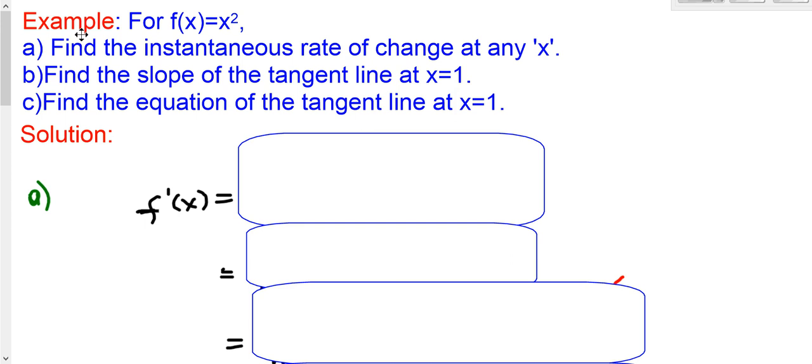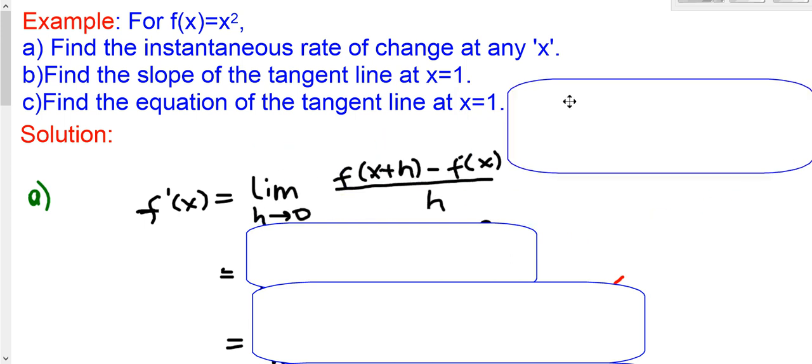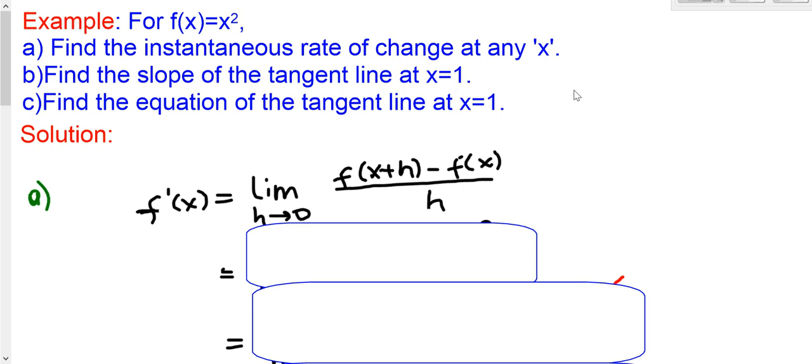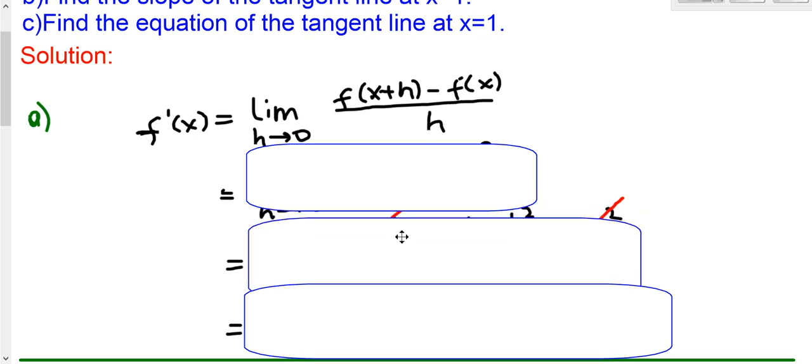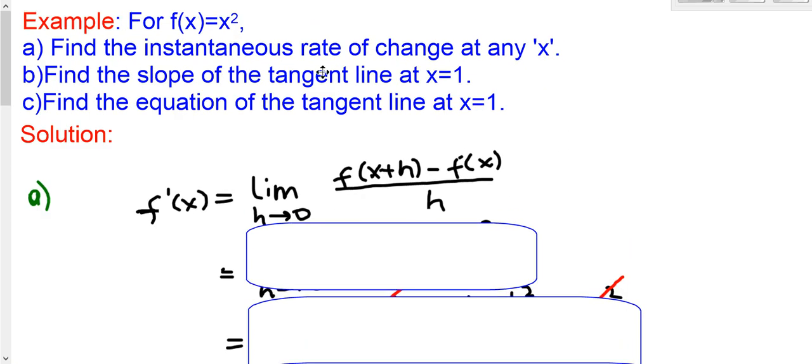So let's get started. To find the instantaneous rate of change, we learned in part 1 that we need to find the derivative. And the definition of the derivative, as we just reviewed, is as follows. So let's just plug in this function. The function is x squared. So substitute x plus h for every x to evaluate the first part of this definition.